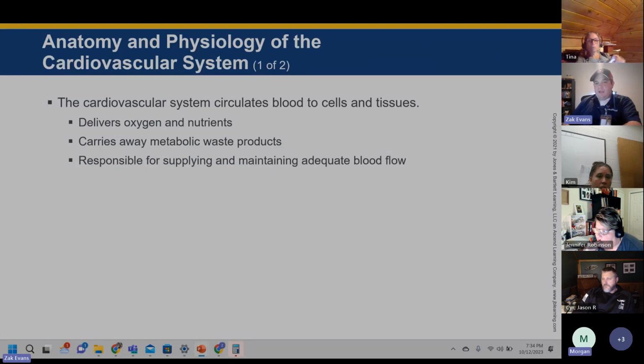Again, like I said, every time we start out with reviewing the anatomy of the subject we're starting with. The cardiovascular system circulates blood to cells and tissues. It's going to bring that oxygen and nutrients. It carries away waste products. And that's really what's responsible for supplying and maintaining adequate blood flow. Hopefully that is not new information to anybody.